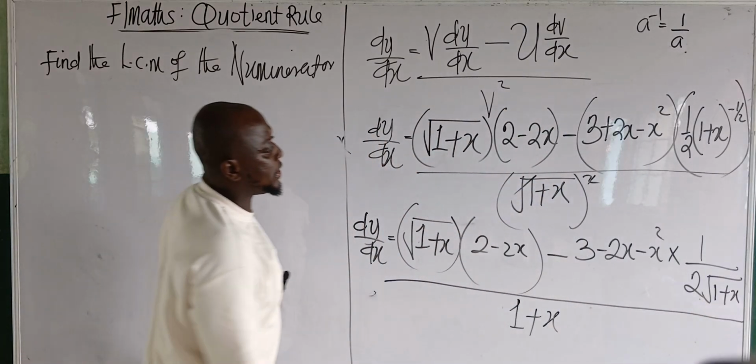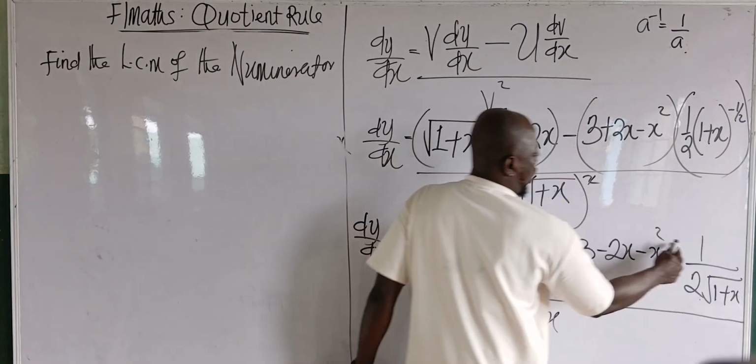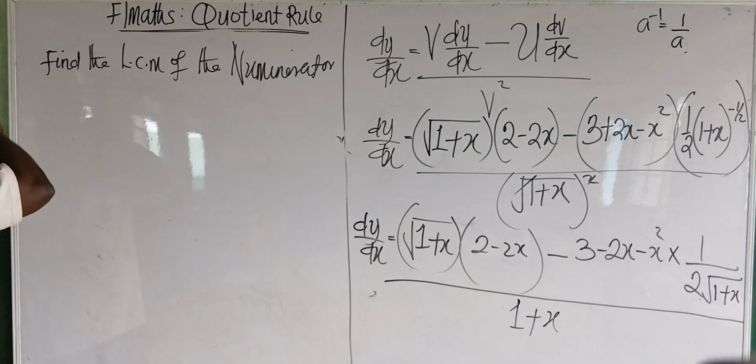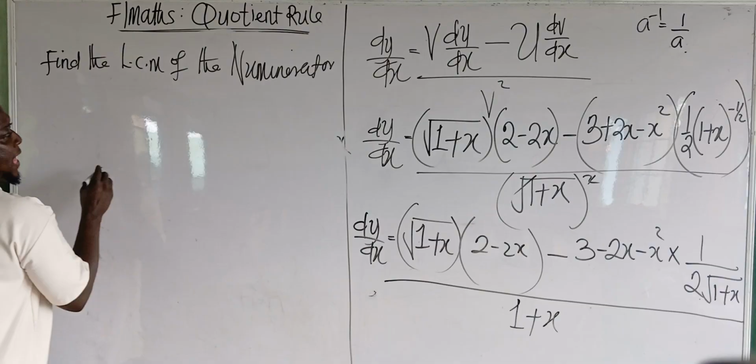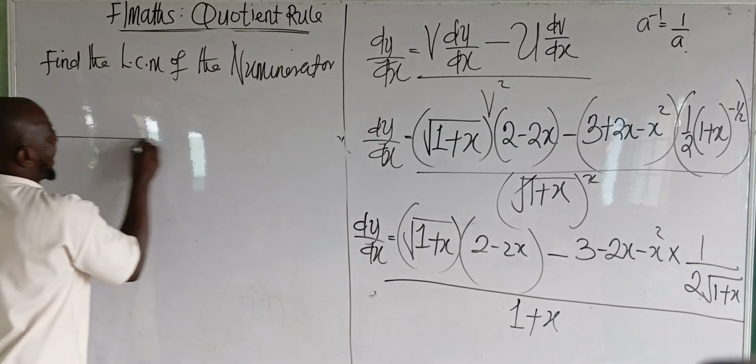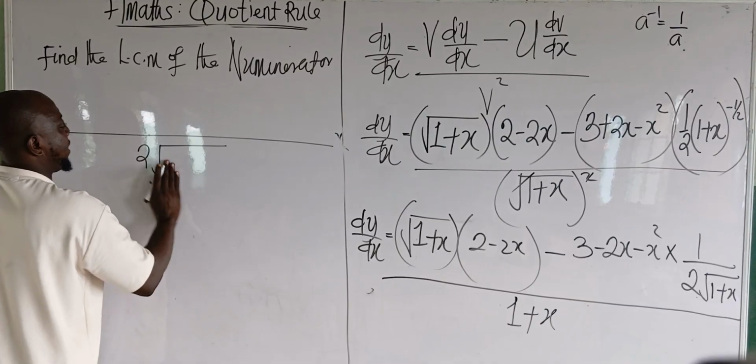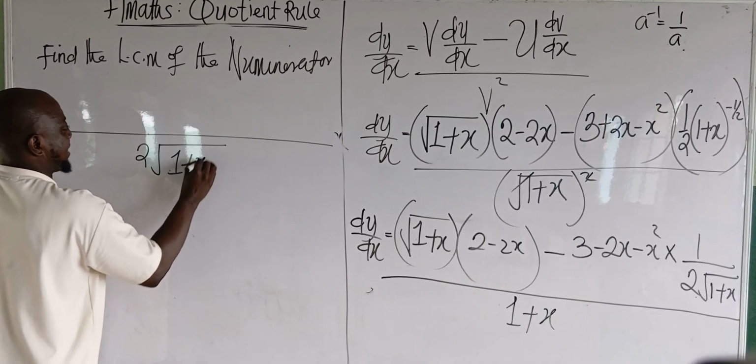Now, hope you know that this times 1 will give us all of this, then all over 2 roots, 1 plus x. So first thing is first, I'm going to rule a line like this, and I will put 2 root of 1 plus x. I mean this one.